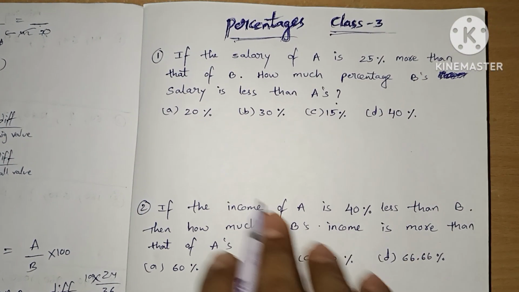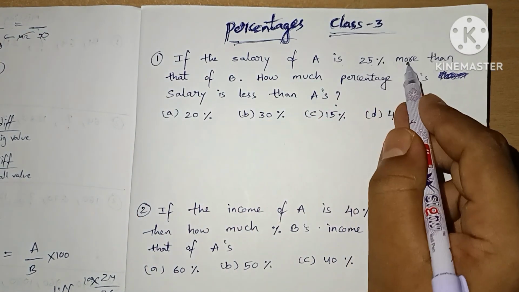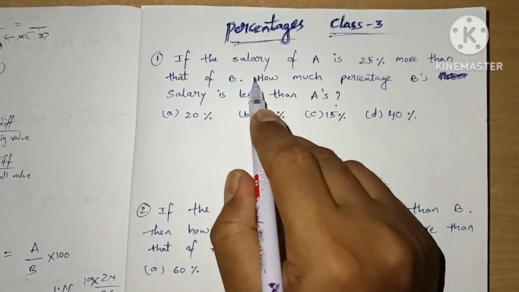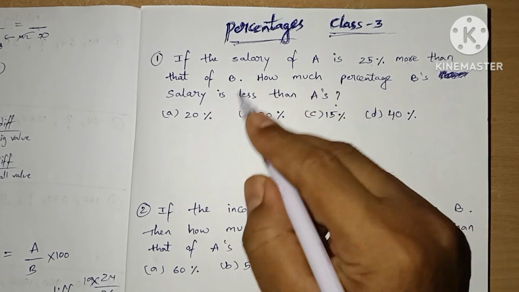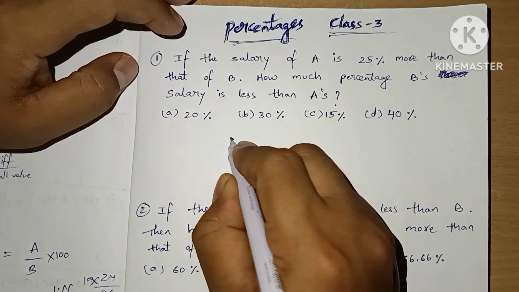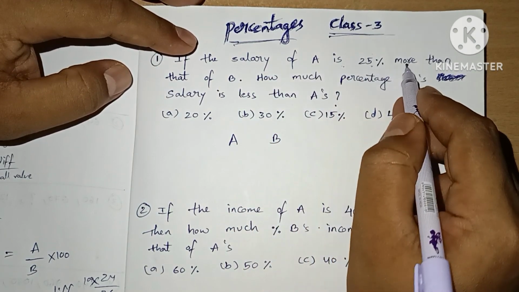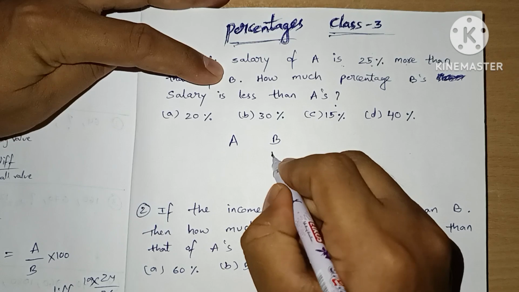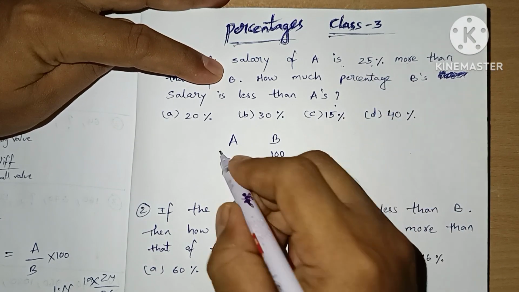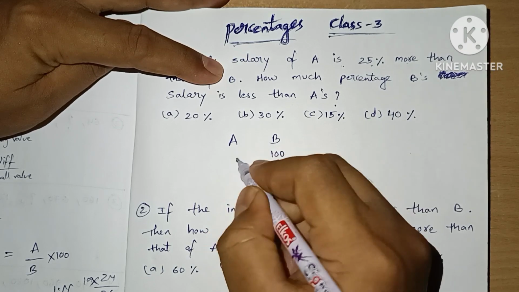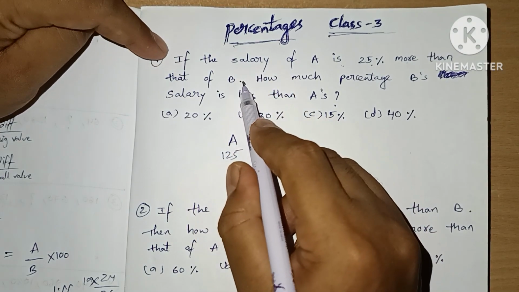Let's start with question number 1. If the salary of A is increased by 25% more than that of B, then how much percentage is B's salary less than A? For this type of questions, we'll do like this: A and B. A's salary is 25% more than B, comparing with B. So let's take B's value as 100. 25% of 100 will be 25. So 25 more means 125. This is for the first statement.